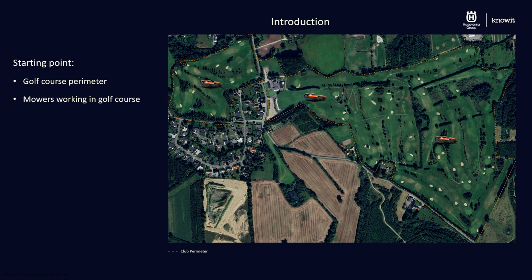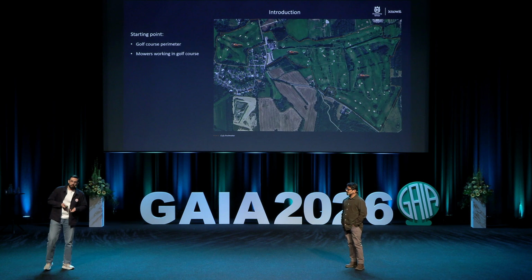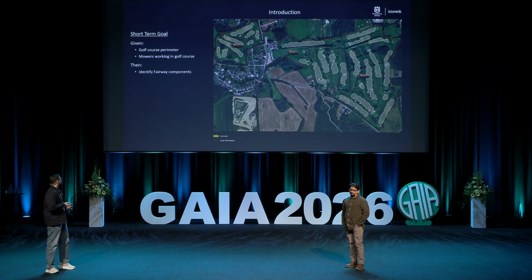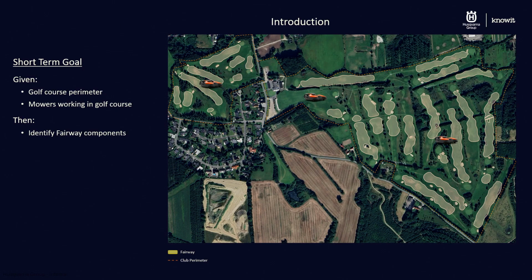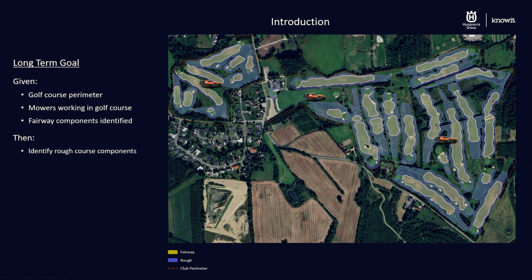Our starting point is that we have data about golf courses and their perimeters across Northern Europe. We also know the mowers that operate in these golf courses, and we have sensor data for these mowers as well. Our first goal is to identify the different fairways in these golf courses, and in a more long term, extend it with the rough data as well.